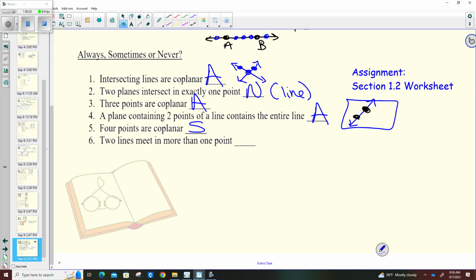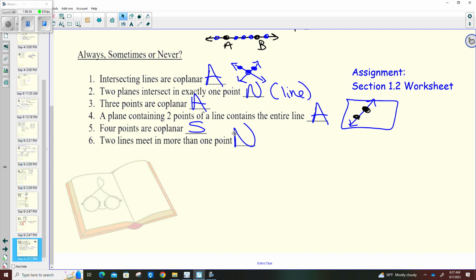All right, and 2 lines meet more than 1 point. Draw me intersecting lines. Draw it. Ready, set, go. How many points do they meet in? Can 2 lines meet in more than 1 point? No, that's a never. Doesn't happen. Questions?